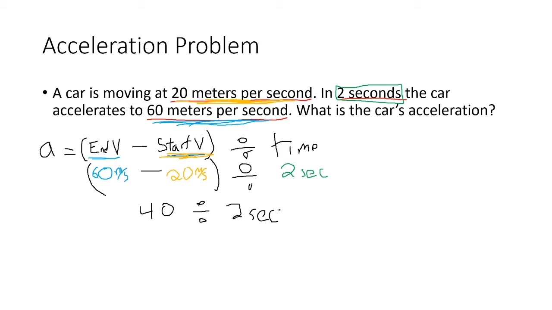So if you plug that into a calculator, I'm going to change my color one more time. It'll give us an answer of 20. So our acceleration here is 20, but we need to write the units for it. So we know that our speeds were written in meters per second.